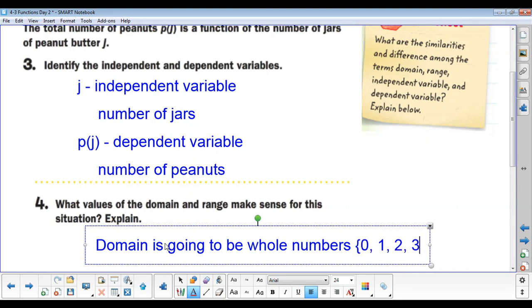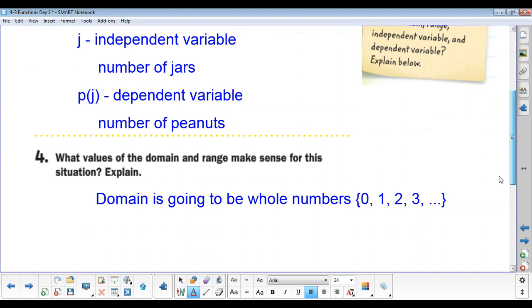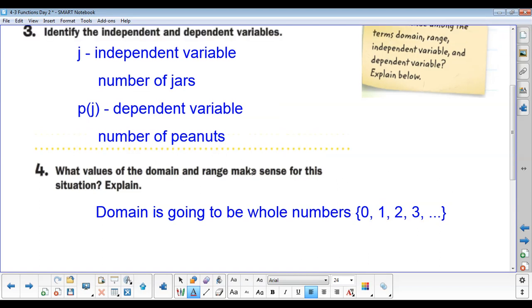0, 1, 2, 3, and I'm going to put a ... to show that that keeps going. If I went to the grocery store, and the grocery store still had food available, then I would have to buy jars of peanut butter in whole numbers. Now keep in mind, the domain determines what the range is. So it corresponds to our domain.